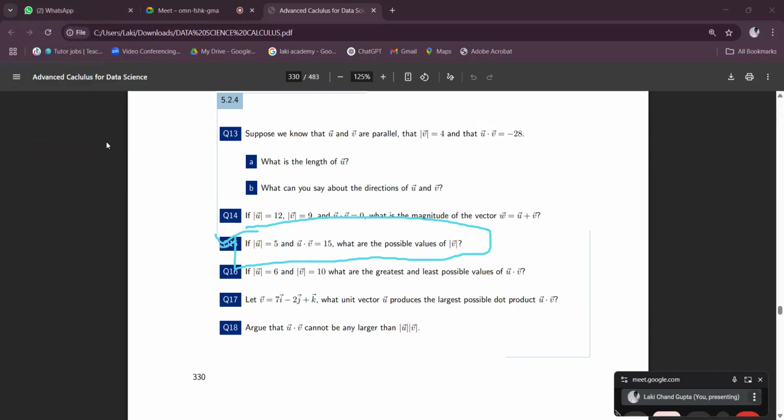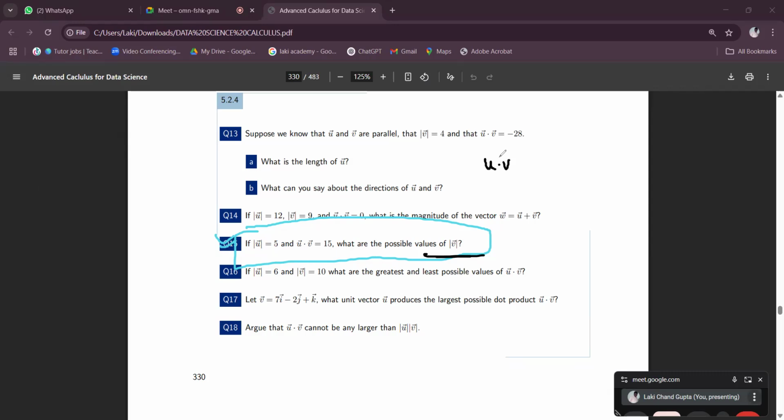Now tell the value of 15. The absolute value, or magnitude, of u is equal to 5, and the dot product of u and v equals 15. What's the possible value of the magnitude of v?